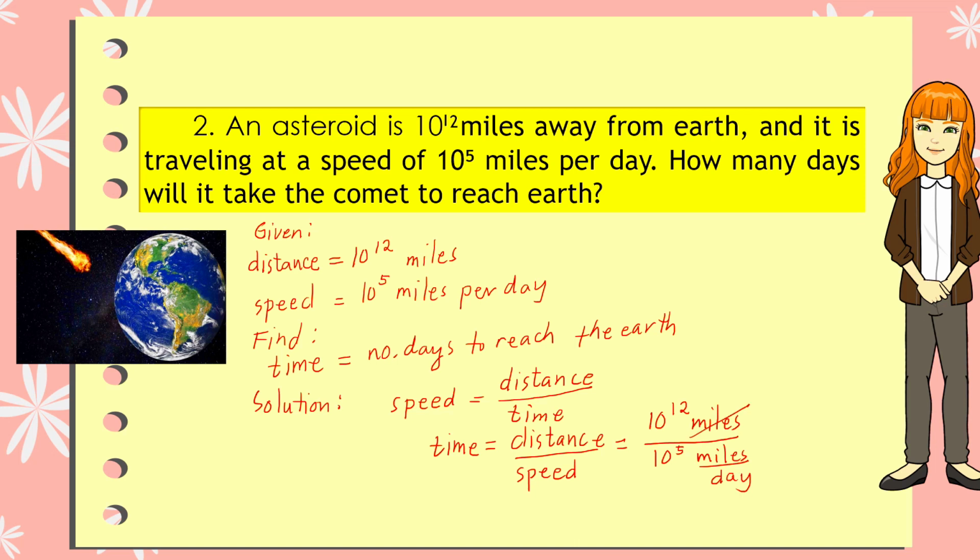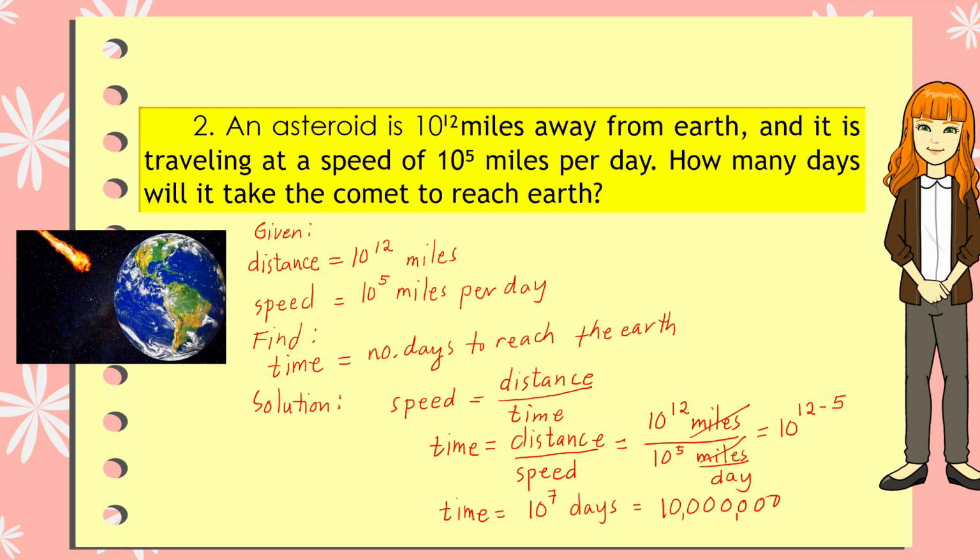So we will cancel the unit miles. So we will copy the base and then subtract the exponent. 12 minus 5. So we will have the time as 10 raised to the 7 days, or this is equivalent to 1, 2, 3, 4, 5, 6, 7. So, this is equivalent to 10 million days.